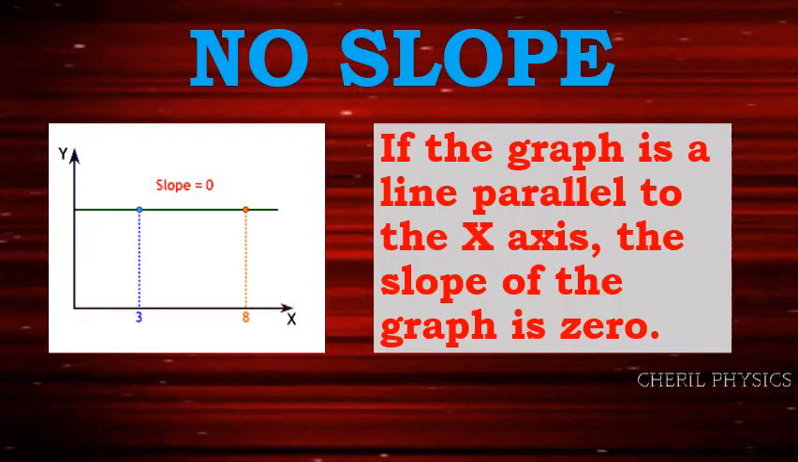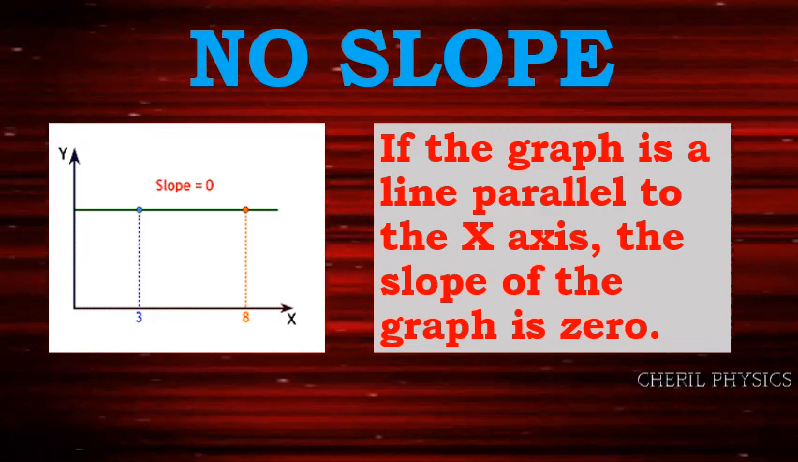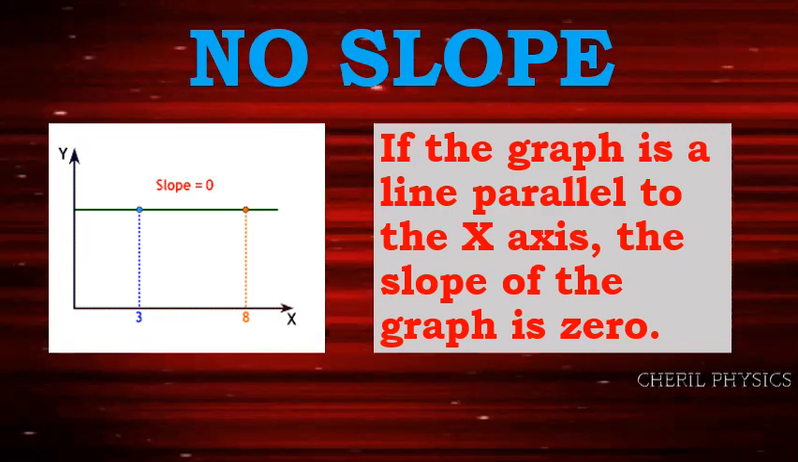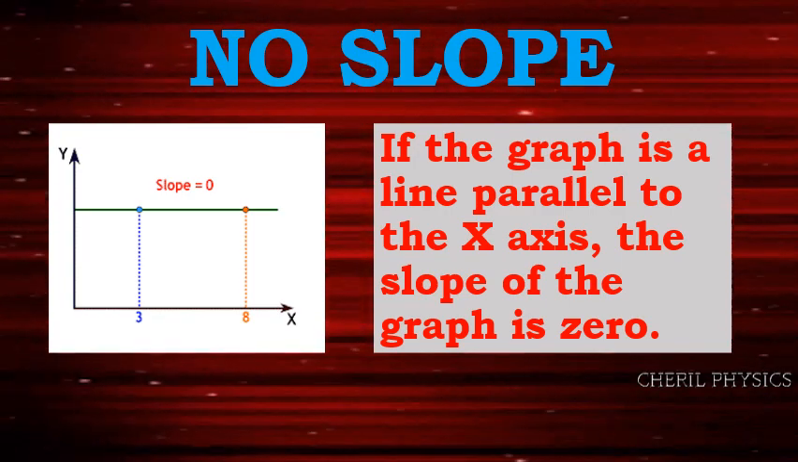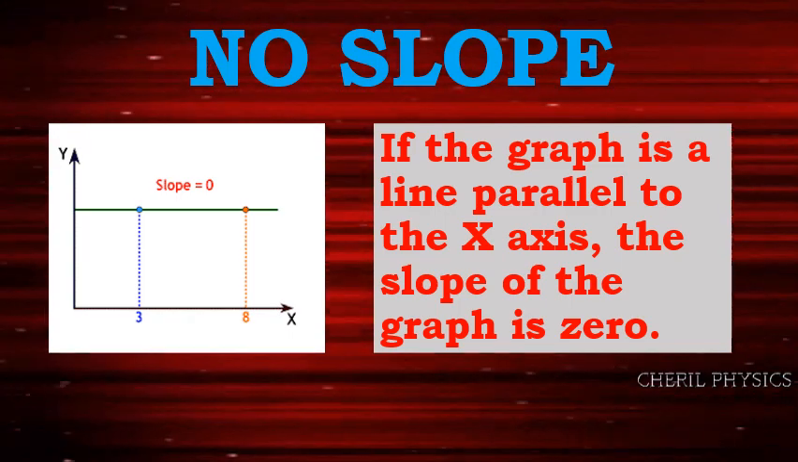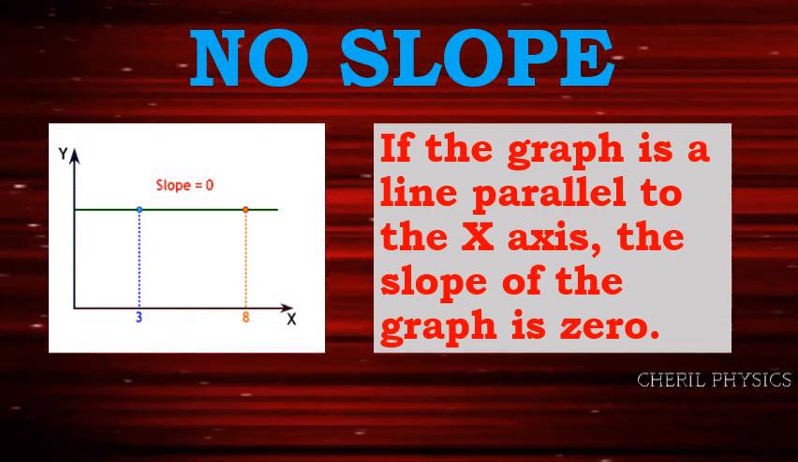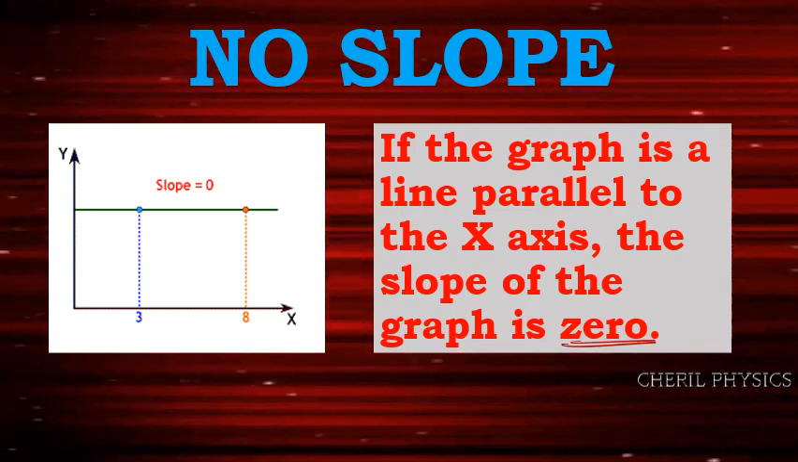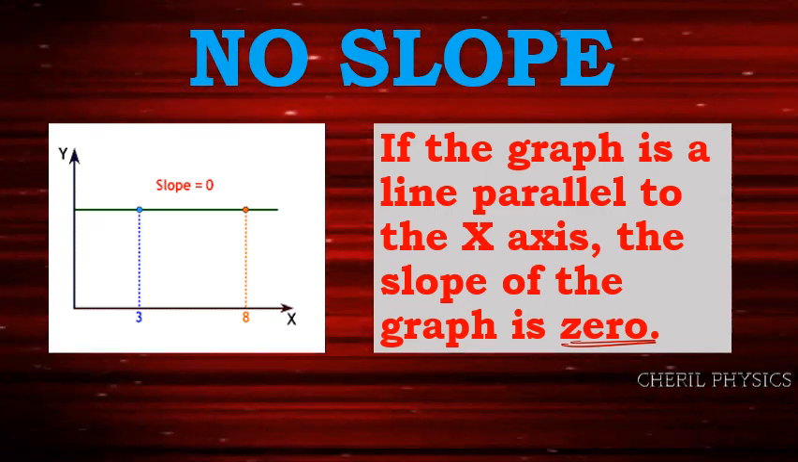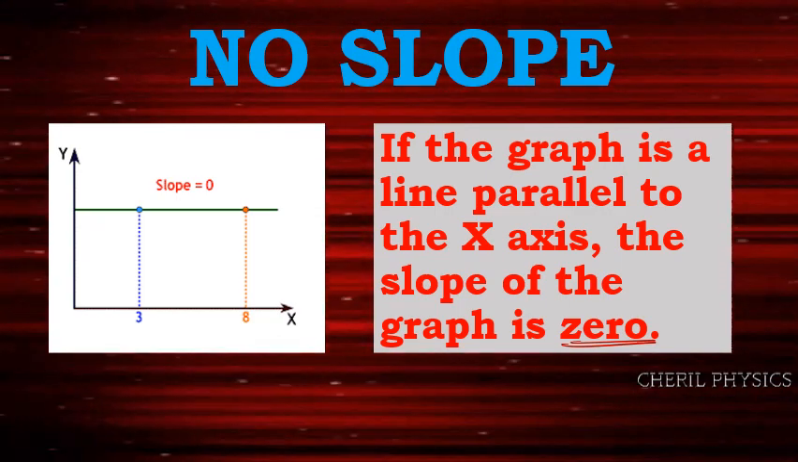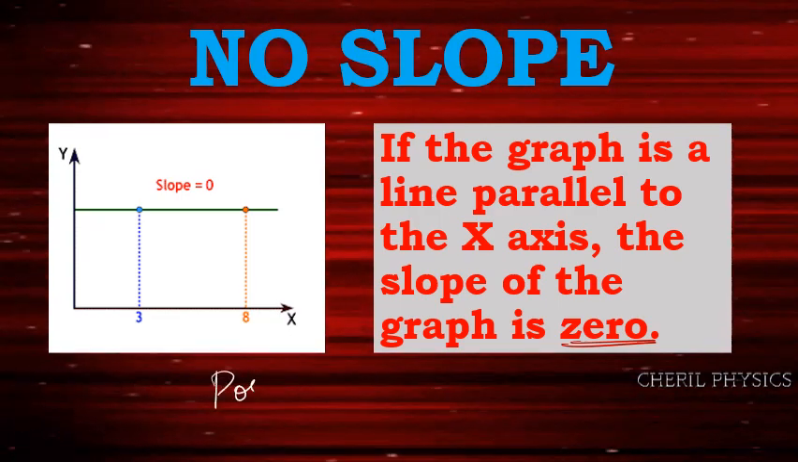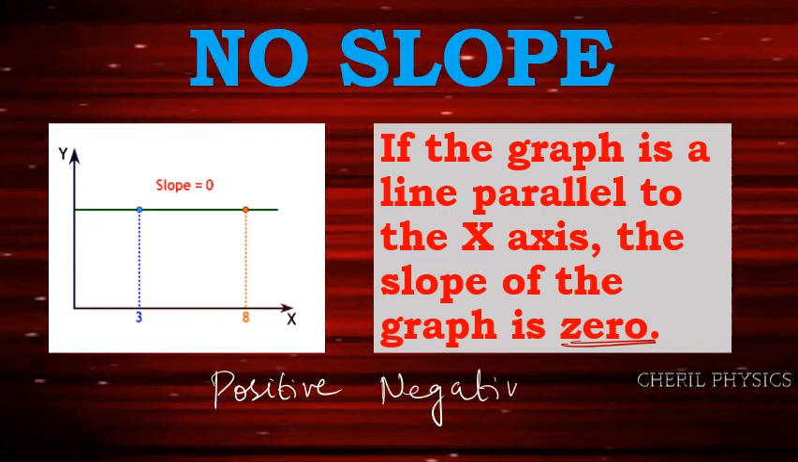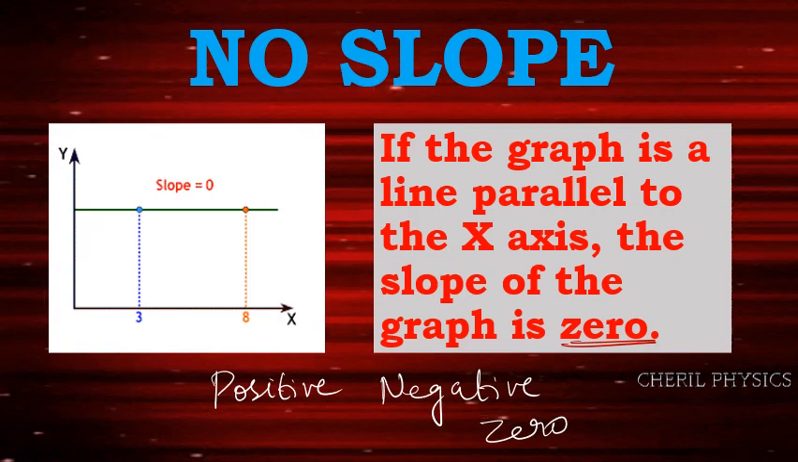So this is for your no slope. If there is no slope, then you say that the slope is 0, because this is not a slanting line, it is a straight line. So if the graph is a line parallel to the x-axis, then the slope of the graph is going to be 0. So hope you have understood this. In this we have learnt about the value of slope and the three different types of slope. So what are the three different types of slope we saw? One is the positive slope, another one is the negative slope, and the last one is the zero slope.